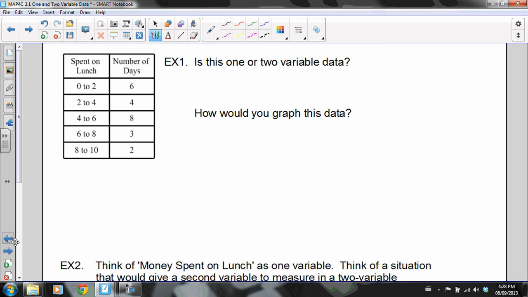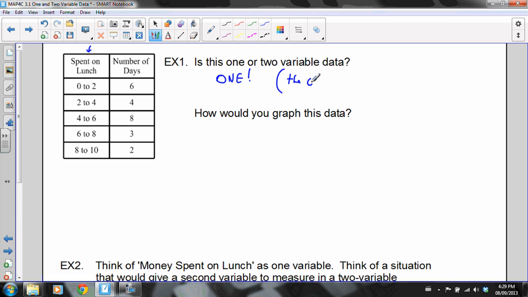Okay, on we move. Is this one or two variable data? It looks like since there's two columns, it should be two variables, but really, this column is just a count, the number of people that had this as their variable. So this is the only variable here. It's 1. That's it. Because this is just a number, this is just a count.